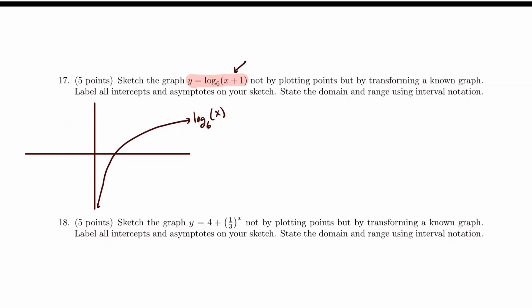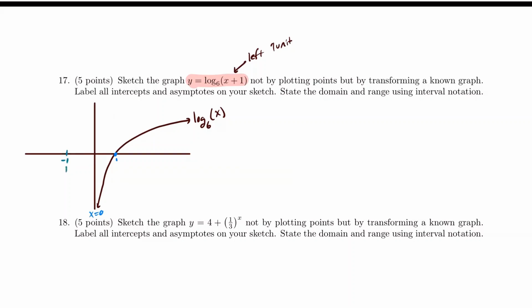So this +1 right in here means this is a horizontal shift to the left. So we're going to go left 1 unit. Initially, this function has a vertical asymptote at x equals 0. So if you go 1 unit to the left, then everything will shift 1 unit to the left. I will shift the asymptote first so that it's better when we sketch it. So here's the new asymptote at x equals -1.